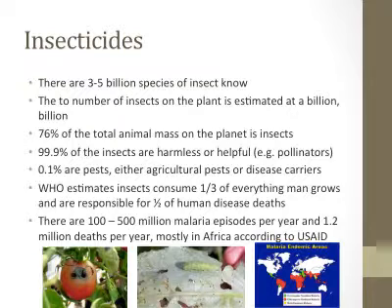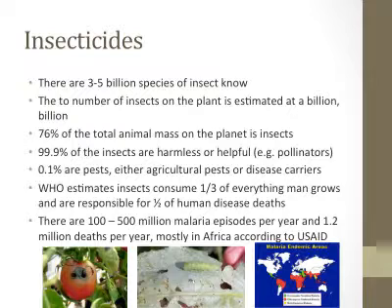So insects play a huge role in how healthy our plants are. 76% of the total animal mass on the planet is insects. 99.9% of the insects are harmless or helpful, so they pollinate the plants. Or sometimes they will carry seeds so that the plants can travel and start growing in other places as well. However, 0.1% of these are pests, and pests are either agricultural or they can just carry diseases.